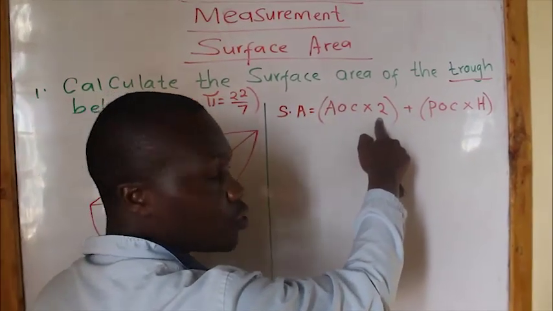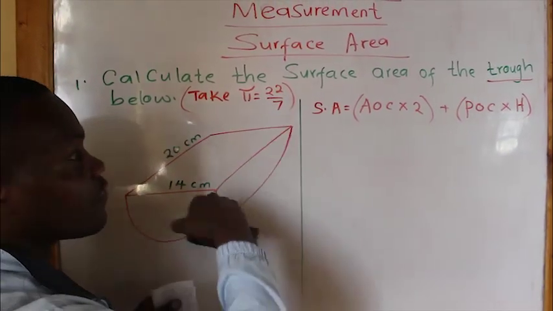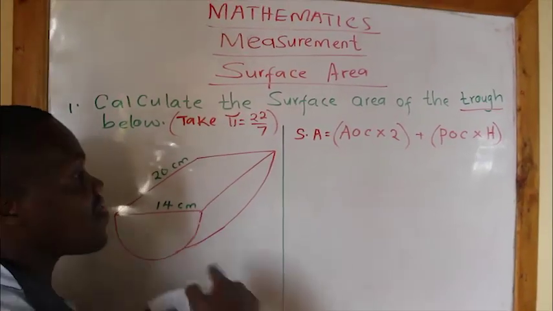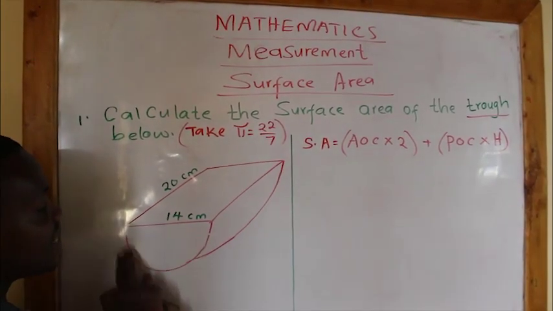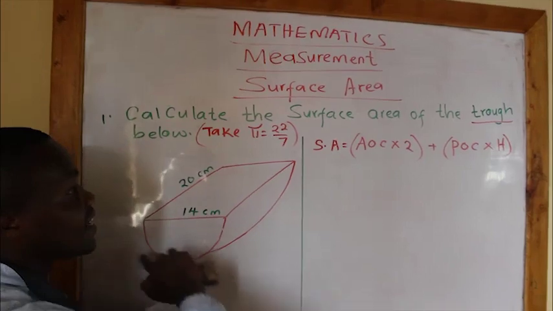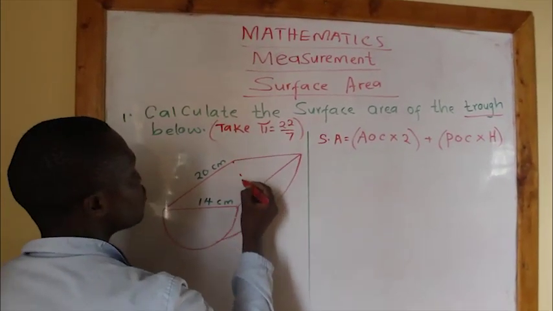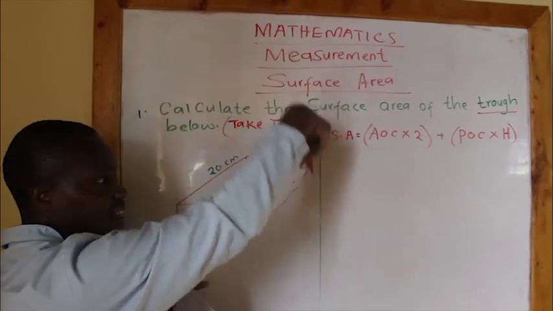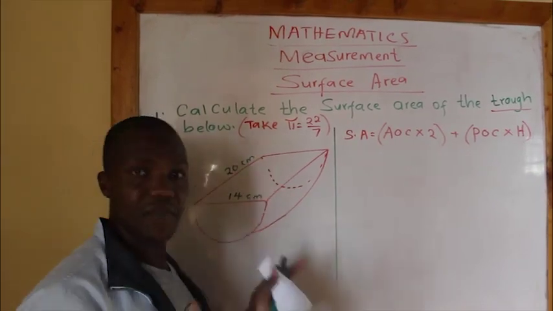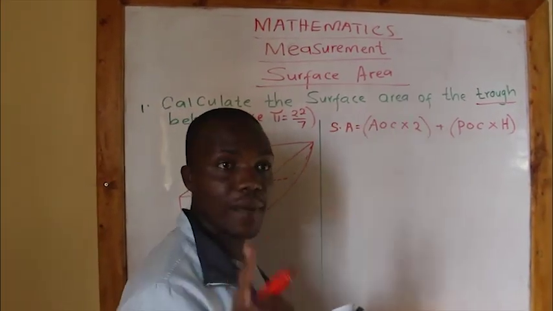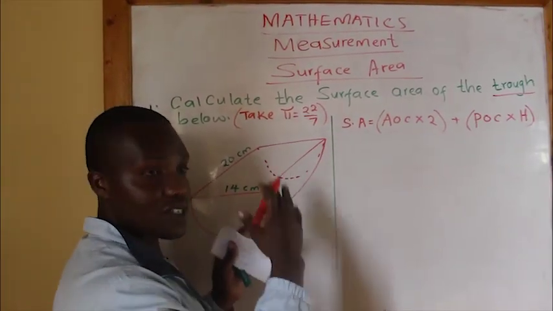Why are we multiplying by 2? When you look at this cross section here, for the surface area of figures which have got cross sections, mostly there are two of them. So they are on the other side. You can see the cross section here is a semicircle. So there is another semicircle which is at the other side. Let me just demonstrate it here. There is another semicircle on the other side. That's why we are multiplying by 2. But remember, if it is an open figure, we don't multiply by 2 because there is only one side. We have only one cross section.